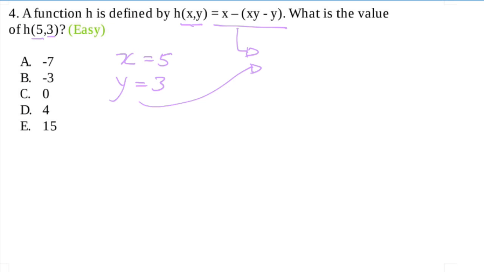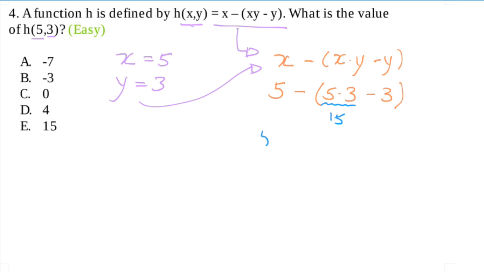So I'm going to rewrite the equation first. x minus x times y minus y. And now I'm going to plug in numbers. So 5 minus x is 5, so 5 times y, which is 3, minus 3. Now comes a little trickier part, which is order of operations. And what we do here first is the multiplication inside the parentheses. So 5 times 3 is 15.